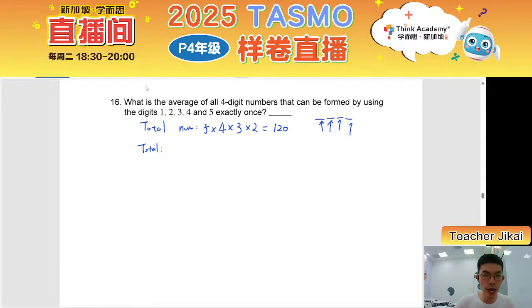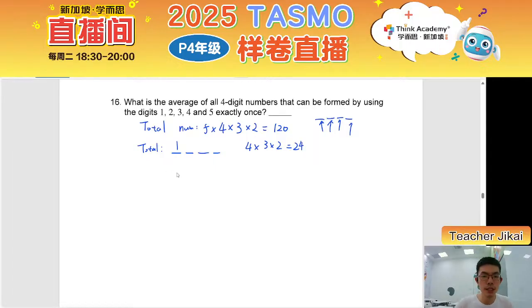Right? So here, I have one example. We have 1, 2, 3, 4, 5. We just take out 1. So how many numbers for 1 to be on the thousands place? For the hundreds, we have how many choices? We have 4 choices, because 2, 3, 4, 5, right? Then for the tens, we have already used up 1 and another number, so 3 choices. And for the ones, 2 choices, right? So we can get 24.